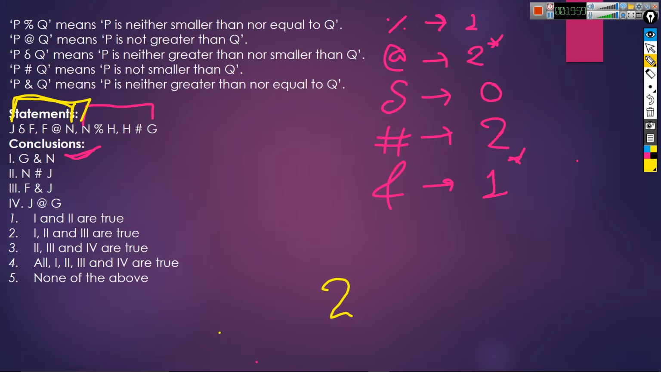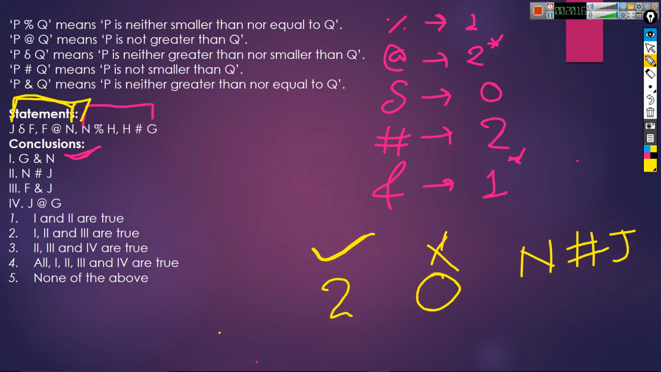Delta is 0, and we will write 0 as 0. So in 0 and 2, the priority of 2 will always be high, because we have to ignore 0. So 2 means has. So N has J, this is the conclusion, and what is given, N has J. So this is also true.